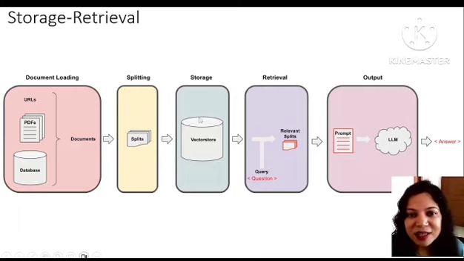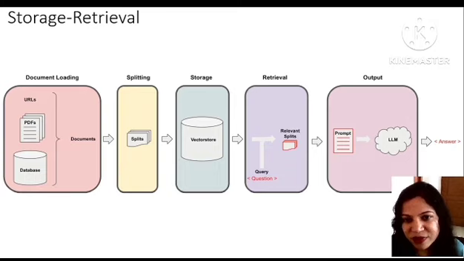Then the third step consists of two steps, basically. The first one will be to convert these chunks into embeddings, which are nothing but numerical representations based upon the content of the text. Similar content text will have similar kind of vector representations. And then storing these vector representations or embeddings in the database, which is known as the vector store. So this completes the storage part.